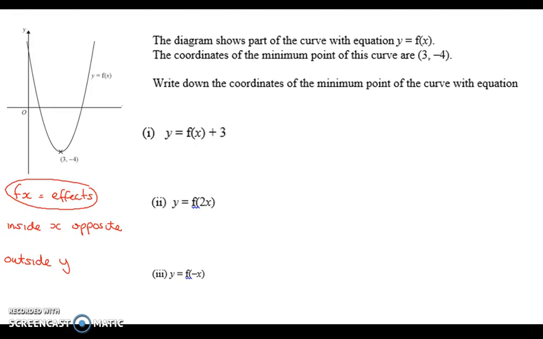Okay, next question is to do with the diagram shows parts of a curve. It has the equation y equals f(x). So there's some sort of function that's been graphed here. The graph just shows a nice graph.